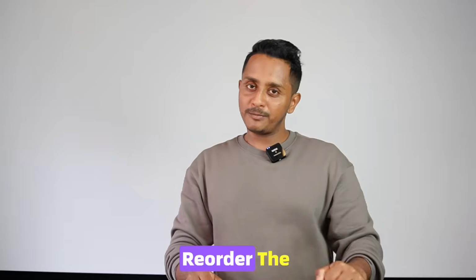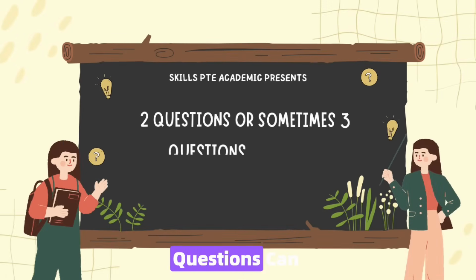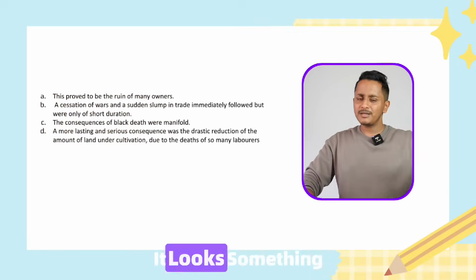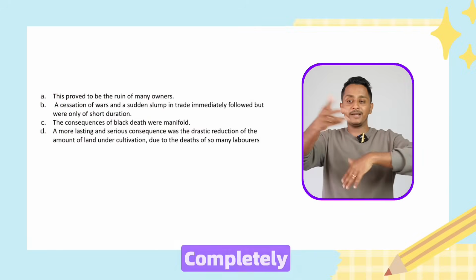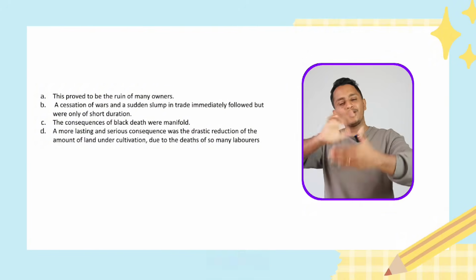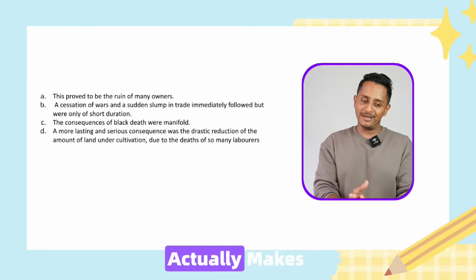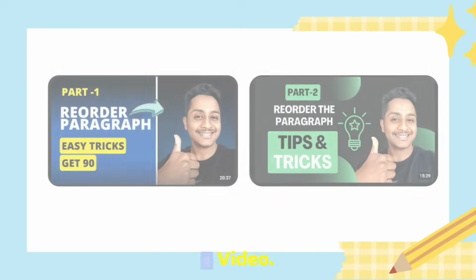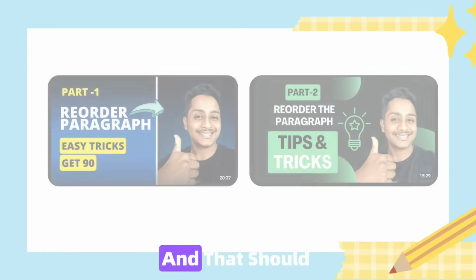Next comes reorder the paragraph. 2 questions or sometimes 3 questions can come. 5 to 6 marks max to reading and not a priority. It looks something like this: A, B, C, D. It will be completely jumbled up. You read from top to bottom, it will not make sense. Your job is to rearrange them so that it actually makes sense. The concepts involved are a little tricky. You can check my reorder part 1 and part 2 video. You will get more insights on this, and that should be more than enough.